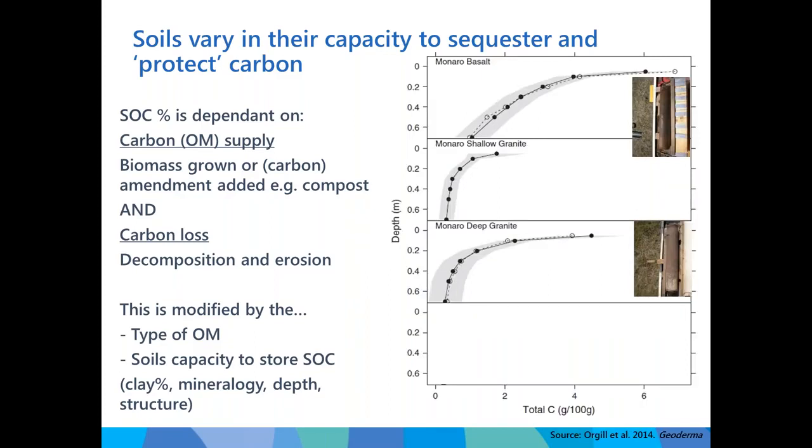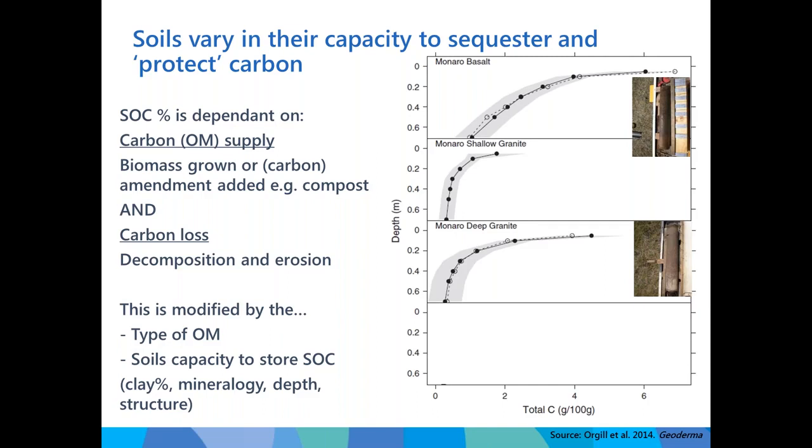But then, it's probably not good science just to eyeball stuff. So let's have a look at a graph. What we've got here is some results from a field survey in the Monaro region. And I've got three soil types that are listed there. So there's basalt derived soils, high clay, shallow granite derived soils, and then deep granite derived soils. Soil scientists always have their graphs upside down. So what we have is our soil surface at the top, then with depth descending, and you'll see the depth descends to 70 centimetres for each of those soil profiles that we're looking at.